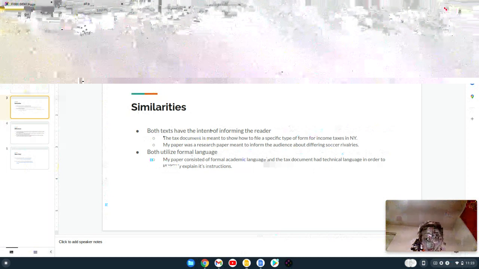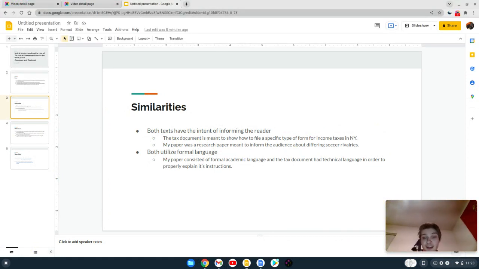And then both utilize formal language. My paper consisted of formal academic language, and the tax document had technical language in order to properly explain its instructions. So, what that looks like is it doesn't have usage of slang or anything that might be in a common vernacular. It's really only used to precisely explain the instructions of how to file the document.